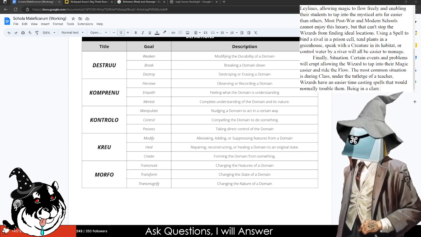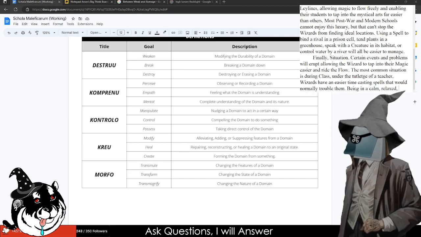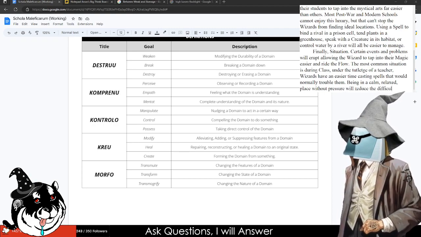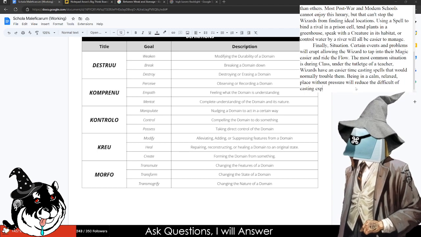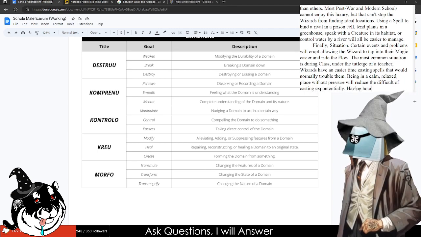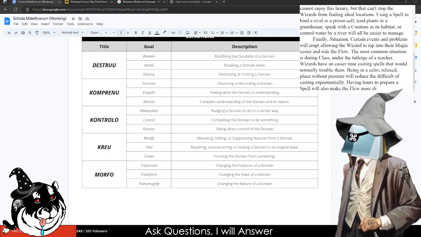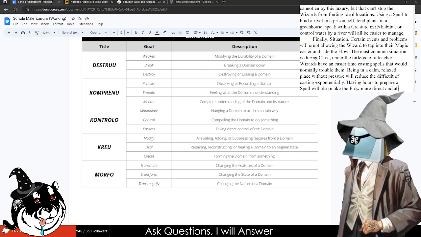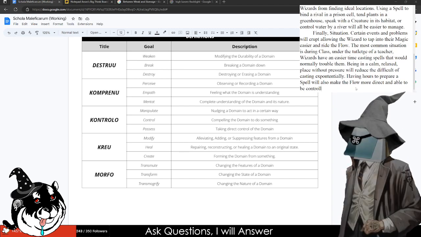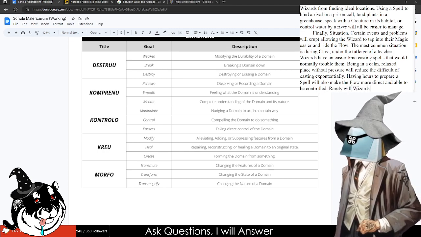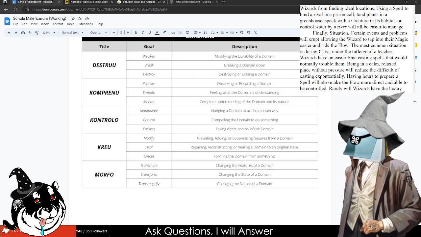Being in a calm, relaxed place without pressure will reduce the difficulty of casting exponentially. Having hours to prepare a spell will also make the flow more direct and able to be controlled. Rarely will wizards have the luxury of all of it.